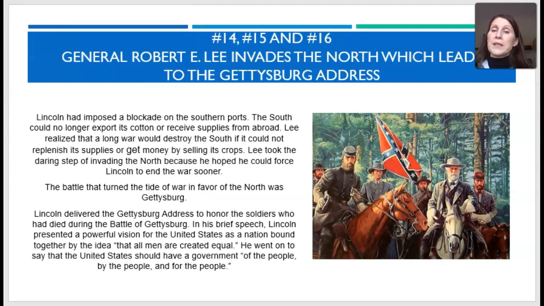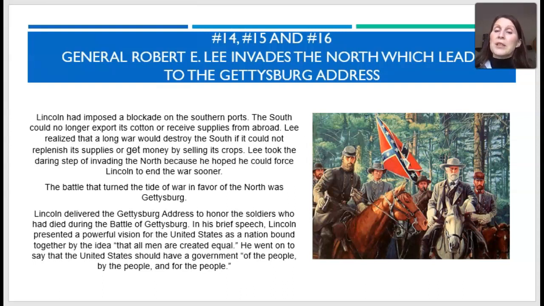Questions 14, 15, and 16. General Robert E. Lee invades the North, which leads to the Gettysburg Address. Lincoln had imposed a blockade on the southern ports, meaning a closure. The South could no longer export its cotton or receive supplies from abroad. Lee realized that a long war would destroy the South if it could not replenish its supplies or get money by selling its crops. Lee took the daring step of invading the North because he hoped he could force Lincoln to end the war sooner.